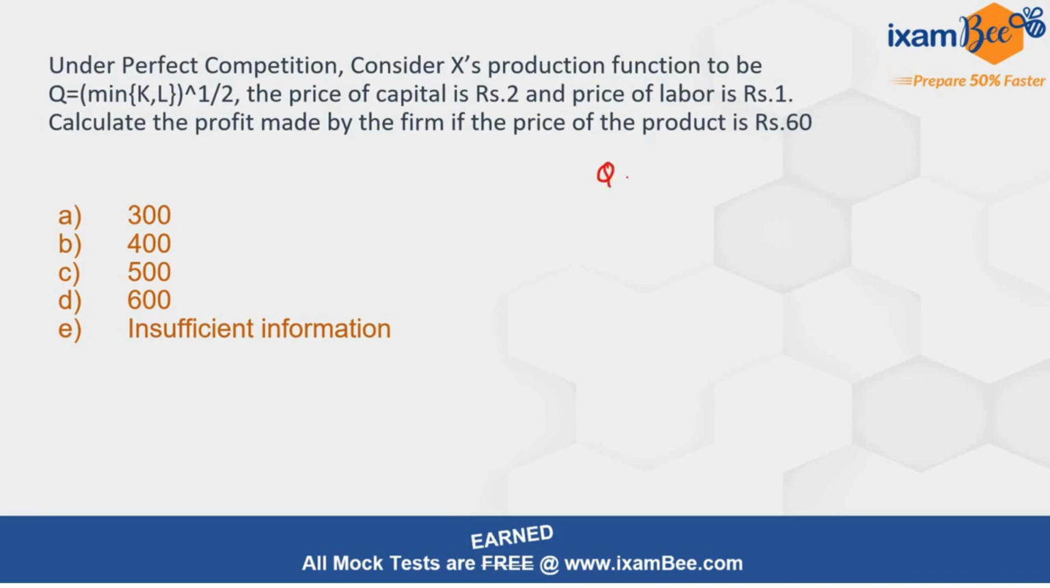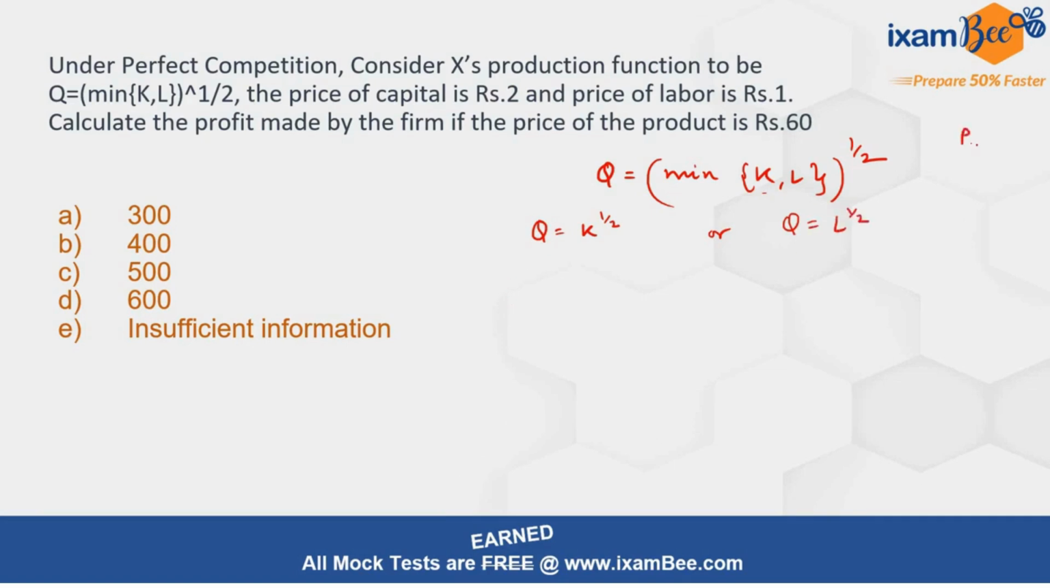First, you write down the production function. This is given to be minimum of K and L and this whole raised to the power half. So, either capital could be minimum or labor could be minimum. One of them could only be minimum. So, you can simplify the production function to Q equals K raised to the power half or Q equals L raised to the power half, right?